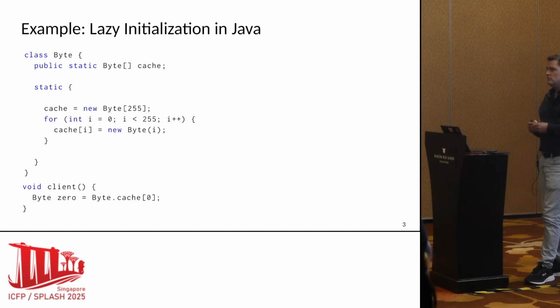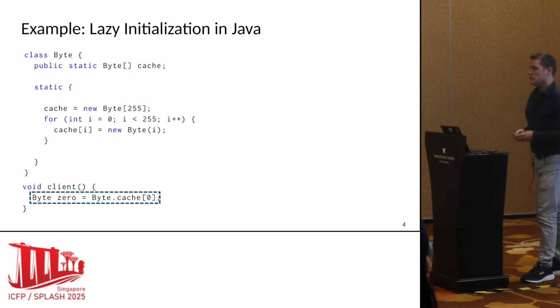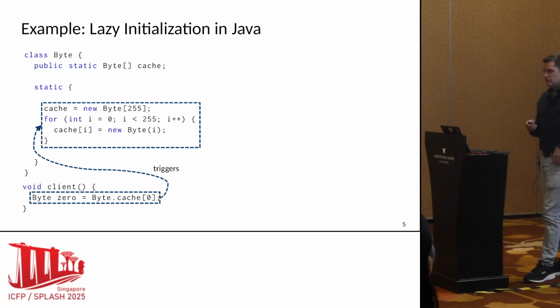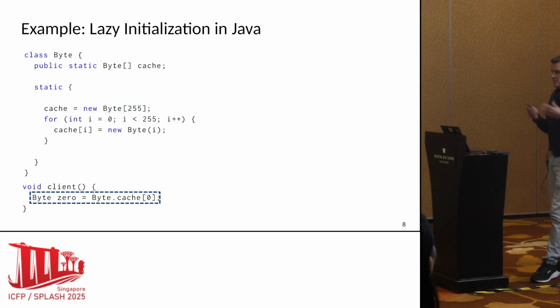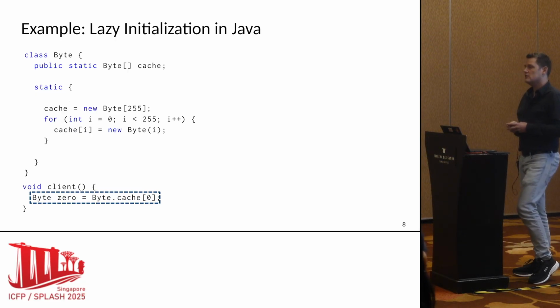And now this initialization block in Java runs lazily. So what that means is at runtime, if I run this client code at the bottom, for example, the moment I first use the byte class in any way, for example, I read this cache field here, trying to read this field will trigger the initialization of the class. So that means I will actually jump in my execution to this initializer block. It will run until completion. At the end, we return, and then we actually perform a field read, and we get the array that was just allocated. So this is a typical use case of initialization of global state and static initialization in Java.